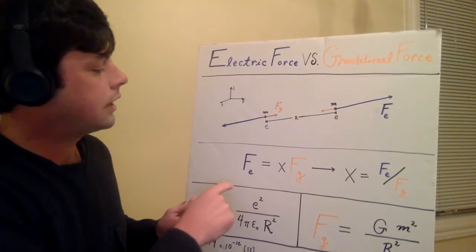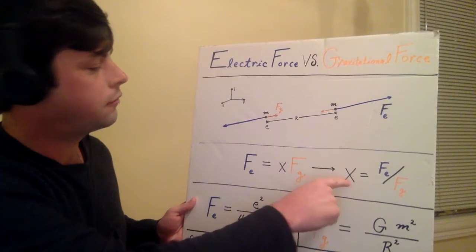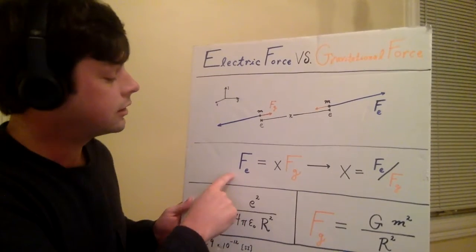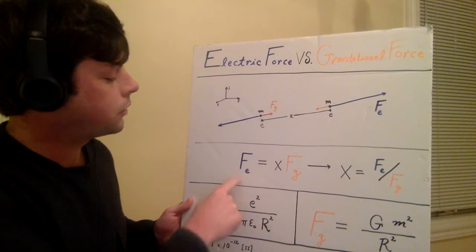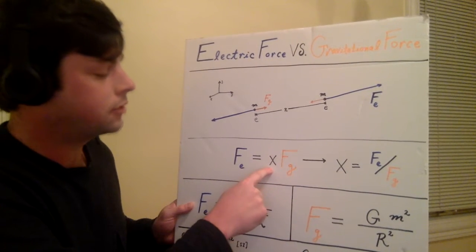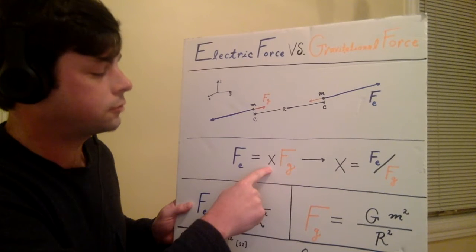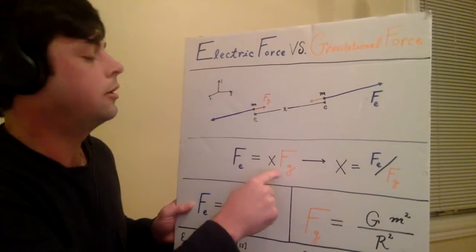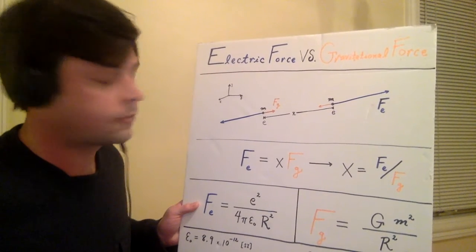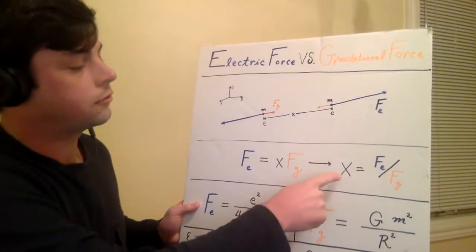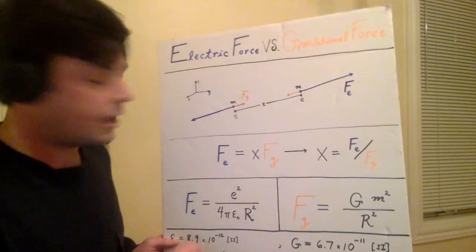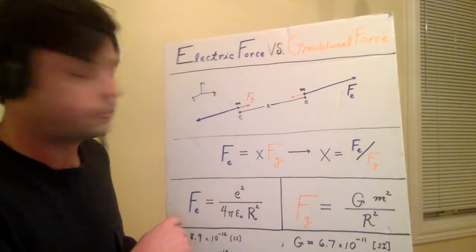So how we're going to find the actual value of the number of times bigger one is than the other is we're going to do it by this equation. We have the electric force is equal to the number of times bigger the electric force is than the gravitational force, denoted by x, multiplied by the gravitational force. So you just solve for x, get a pretty simple equation. And now we actually have to plug in what these forces are.